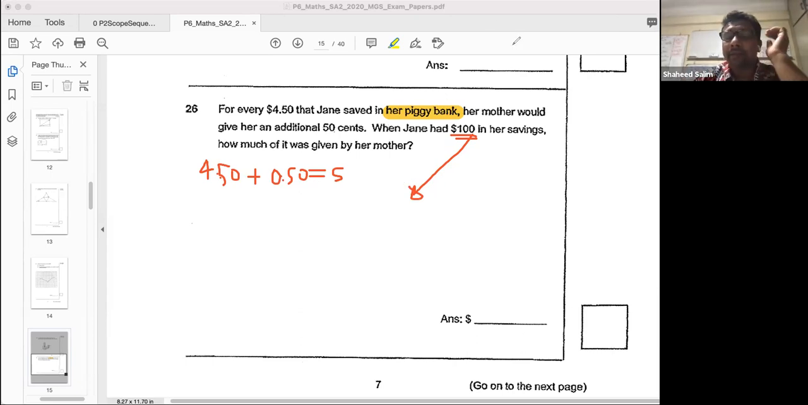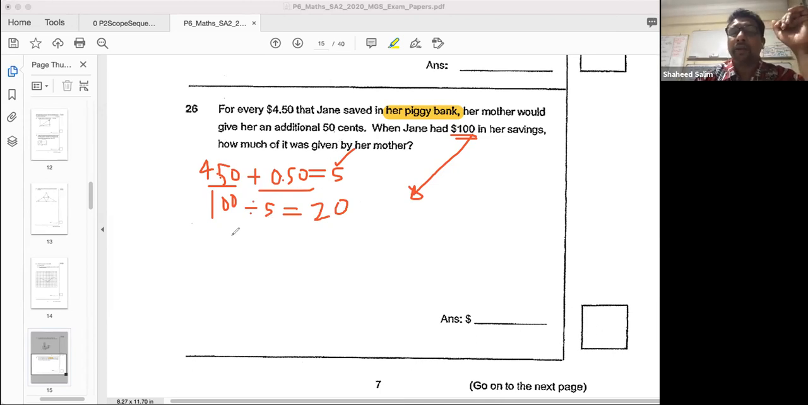Okay, so you find how many times she did. Take 100, divide by 5, because every time you put in $5. Why $5? She puts in $4.50, and the mother puts in 50 cents every time. So every time they will put in $5. You divide by 5, you get 20 times. That means 20 times she puts in $4.50, and the mother will put in 50 cents 20 times.